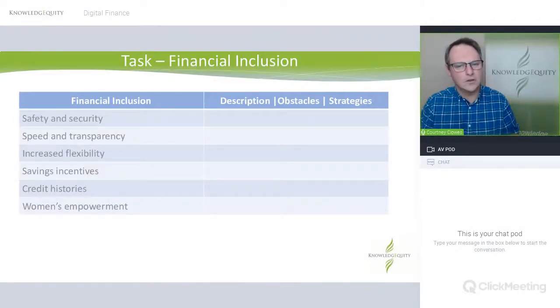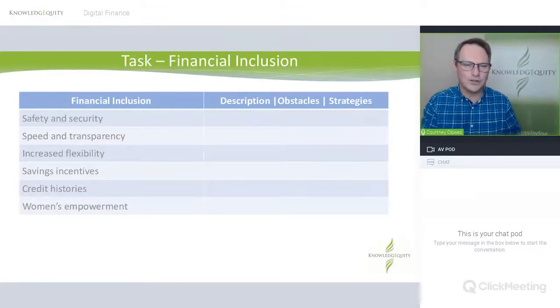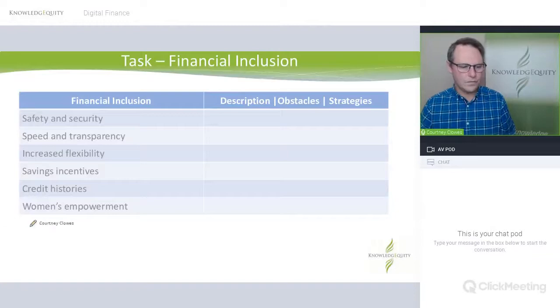But secondly, in your workplace, if you want to be looking at developing products, strategies, systems, and integrating this DFS into your work, then what are you going to do to make sure of financial inclusion? If you've thought about this, you'll be prepared to include this into your analysis.